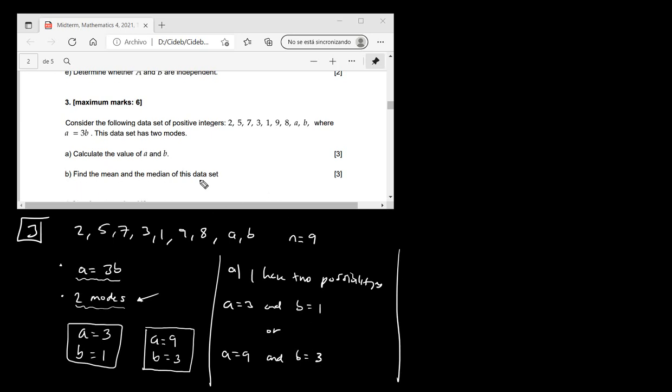And find the mean and the median of this data set. Well, I'm not going to do this. This is extremely simple, guys. The mean, which is the average, and then the median. You first calculate both mean and median with this possibility, and then with this other one, and that's it. I don't think you want to see me doing that stuff in front of you. So I'm going to consider that all of you got this one right.